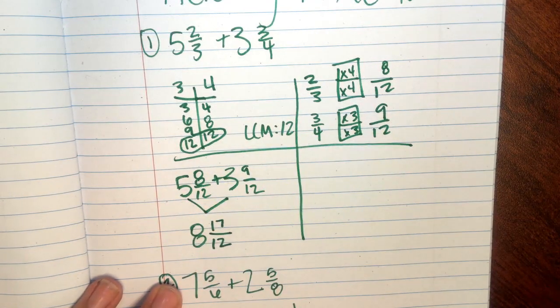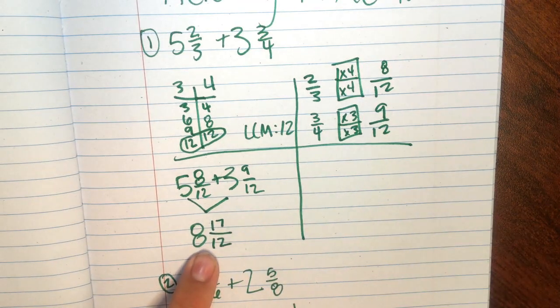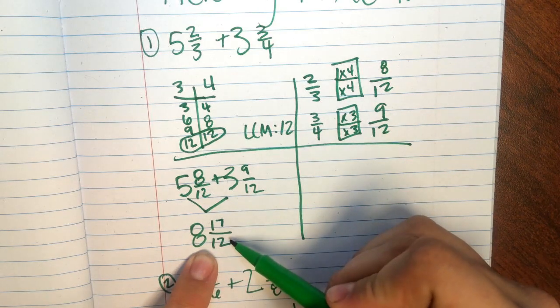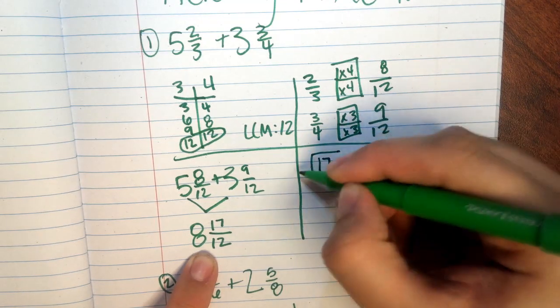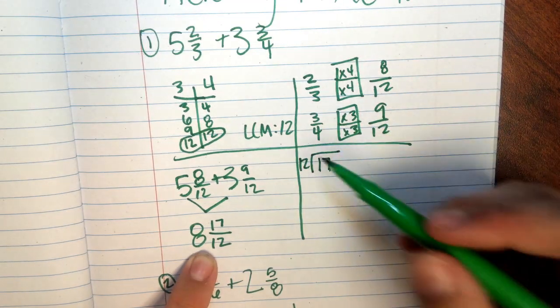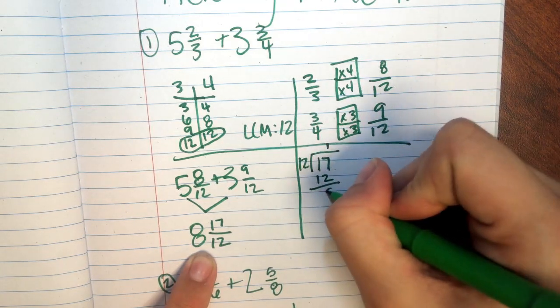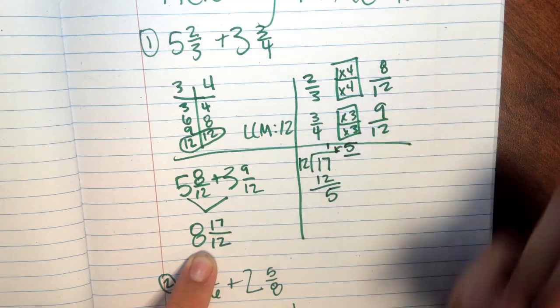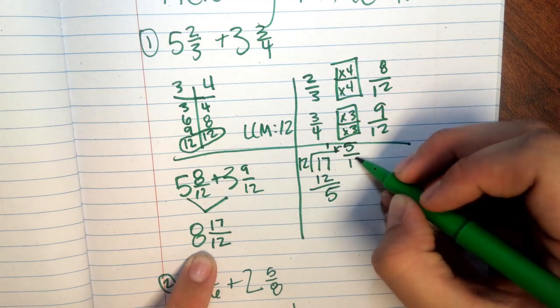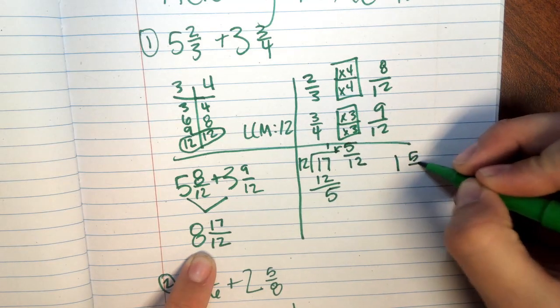I always stop and ask myself, is this improper? And in this case, the answer is yes, because 17 is greater than 12. I'm going to have to divide over here before I can find my greatest common factor. So 12 fits into 17 one time, leaving me with 5 left over. So remainder 5, and I remember I always turn my remainder into my fraction using my divisor as my denominator. So now I have 1 and 5 twelfths.